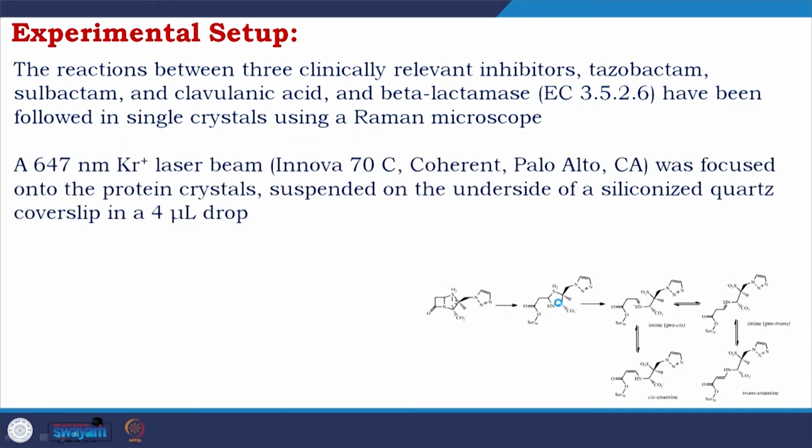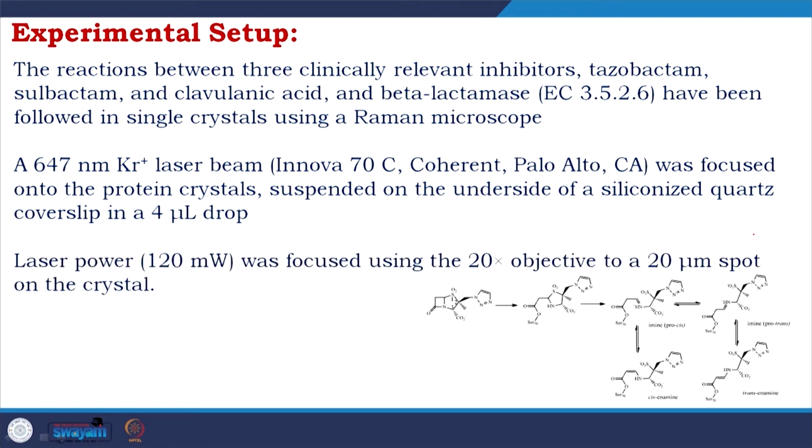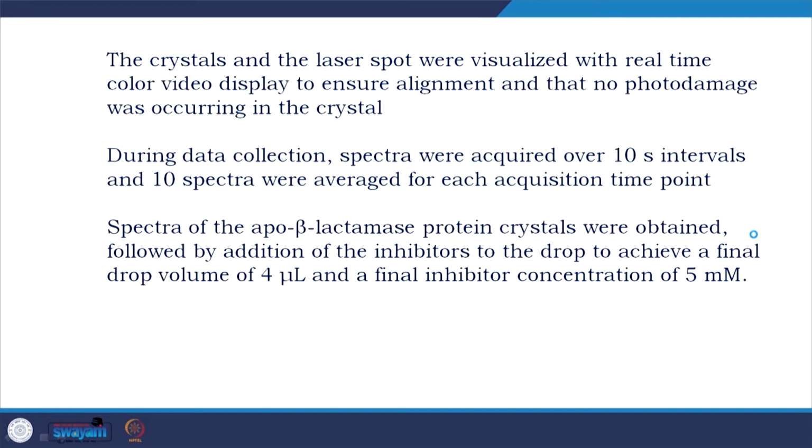A 647 nanometer krypton laser beam was focused onto the protein crystal suspended on the underside of a siliconized quartz cover slip. So, the presence of the siliconized quartz cover slip actually reduces the intensity. Laser power of 120 milliwatt was focused using a 20x objective to a 20 micrometer spot on the crystal. The crystals and the laser spot were visualized with real time color video display to ensure alignment and that no photo damage was occurring in the crystal.